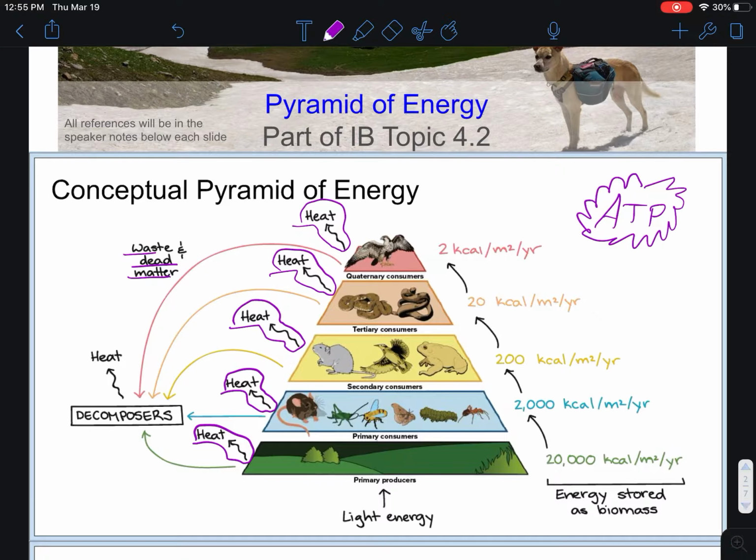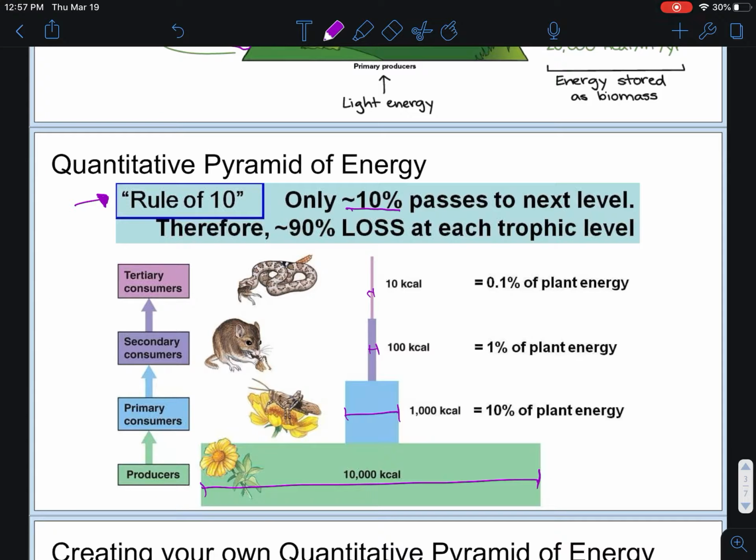So you should see that each bar is about 10% of the size of the one before it. This is the rule of 10. It is a generalization in ecology, not a dead set rule, but typically most ecosystems can only support the next trophic level up at about 10% of the level of the one before it, because only about 10% of the energy from one level is available to the next, which is available to the next, which is available to the next. So about 90% is lost at each trophic level. Again, that's lost as heat, that's lost as waste and dead matter, which is eventually lost as heat.